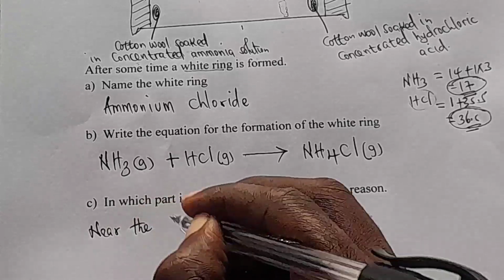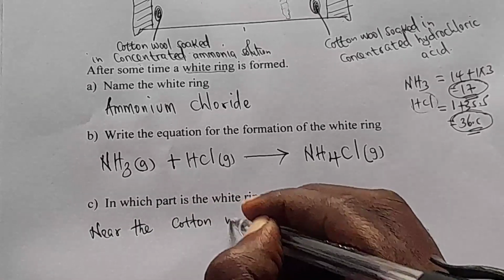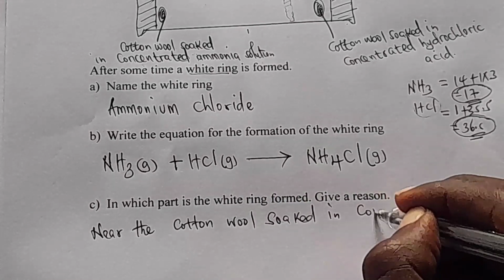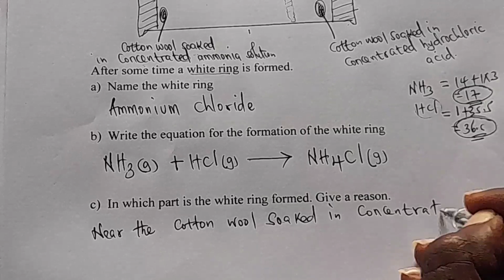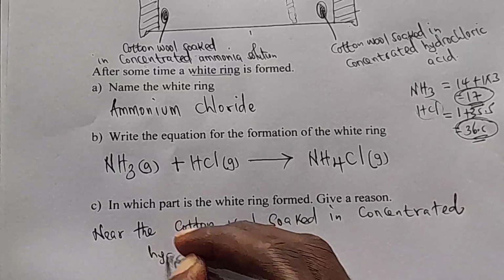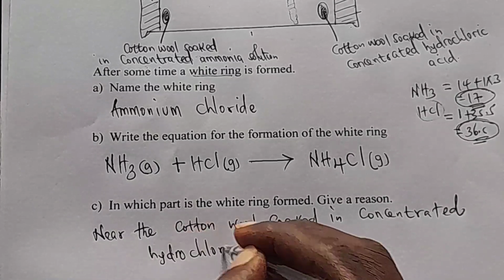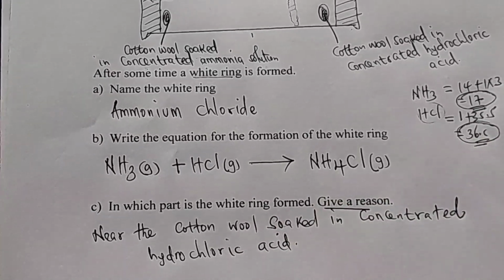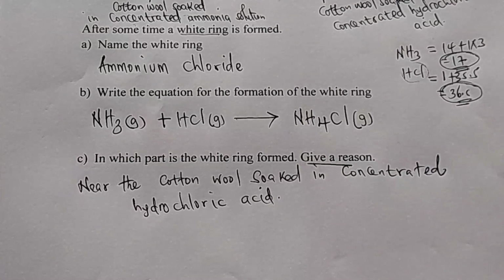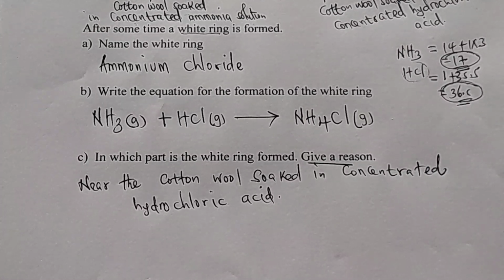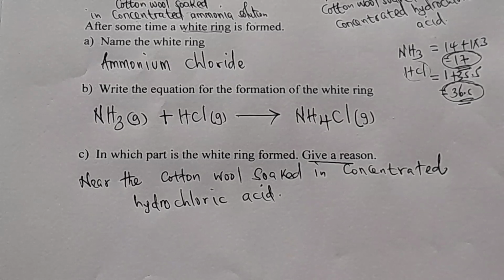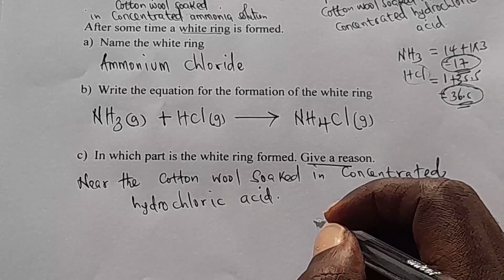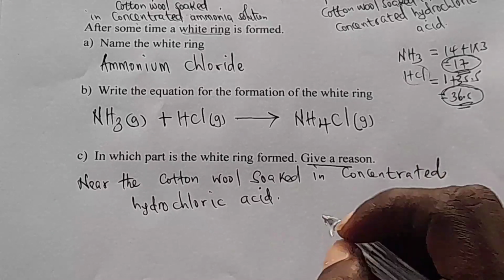So we are saying near the cotton wool soaked in concentrated hydrochloric acid. Remember, we are told to give a reason. Why is it formed near the cotton wool soaked in concentrated hydrochloric acid? The answer is because ammonia has a low molecular mass, hence diffuses faster than hydrogen chloride gas, which has a bigger molecular mass.